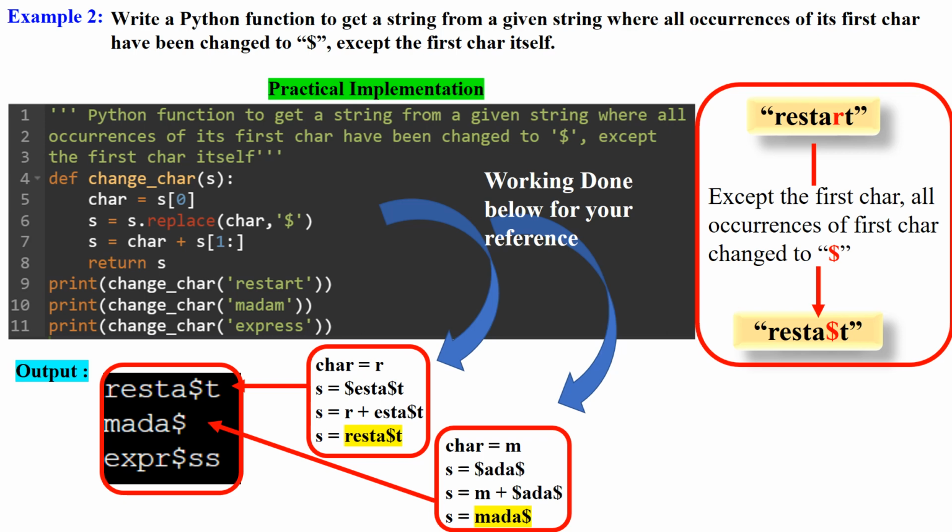Same way, try to work out for the string express given here. Thus, the change_char function replaces all occurrences of the first character of the input string s, except the first character itself, with $ and returns the modified string.